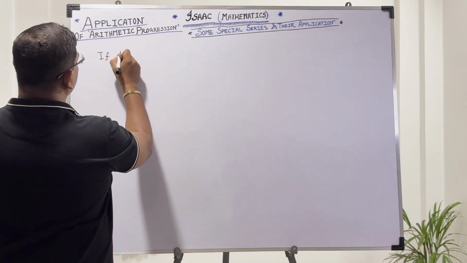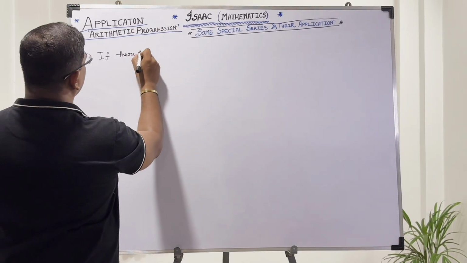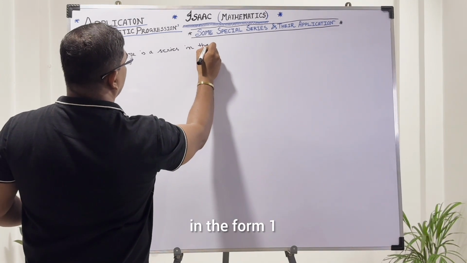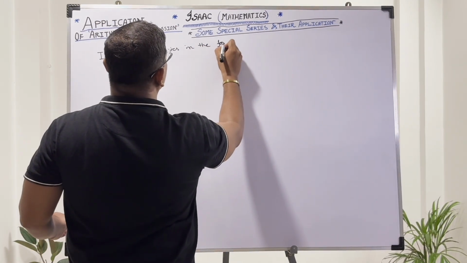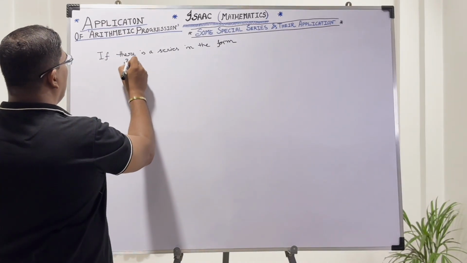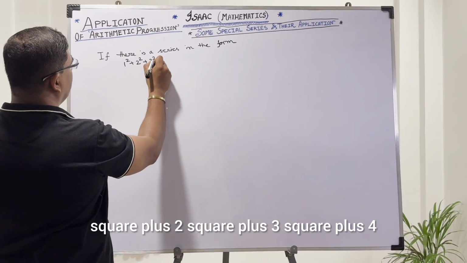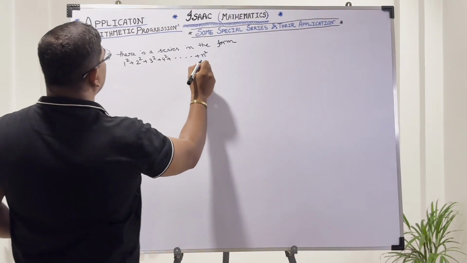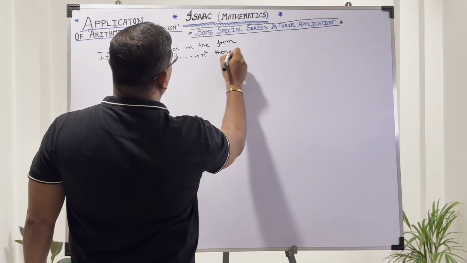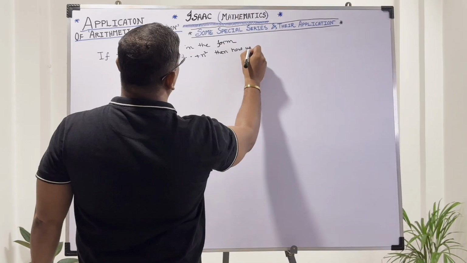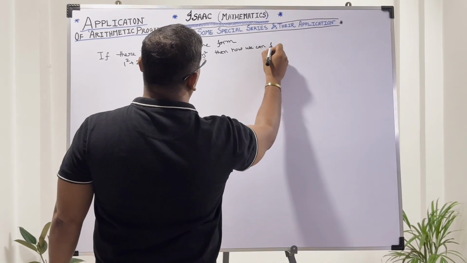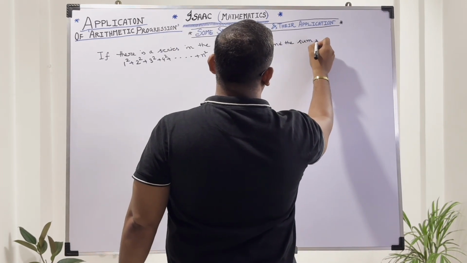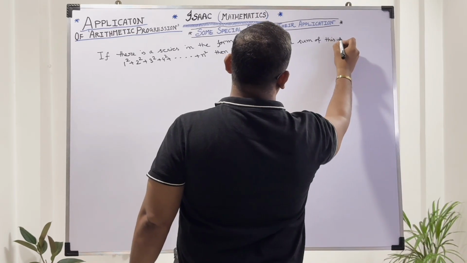If there is a series in the form one square plus two square plus three square plus four square plus continuing plus n square, then how we can find the sum of this series.